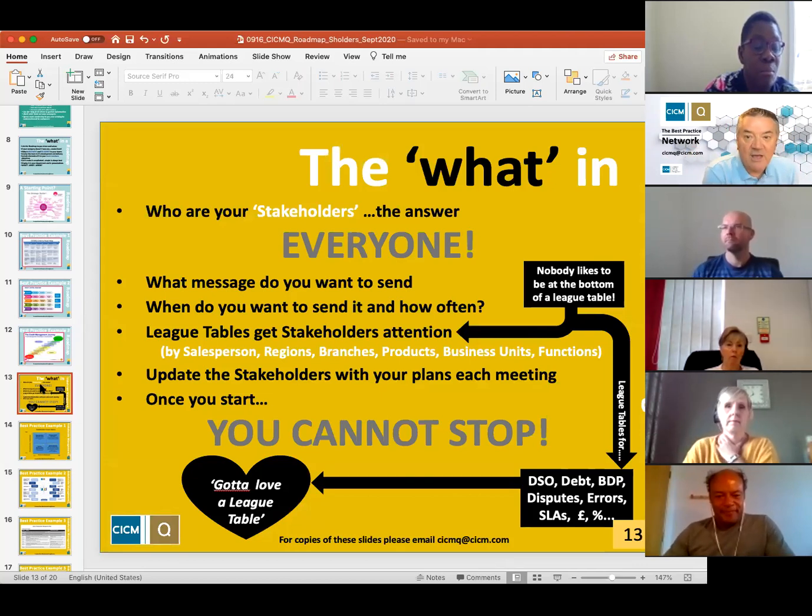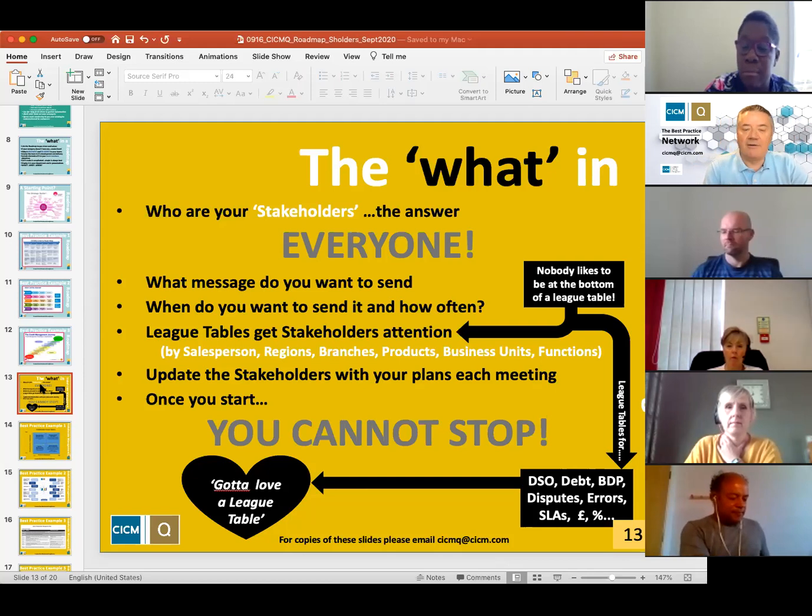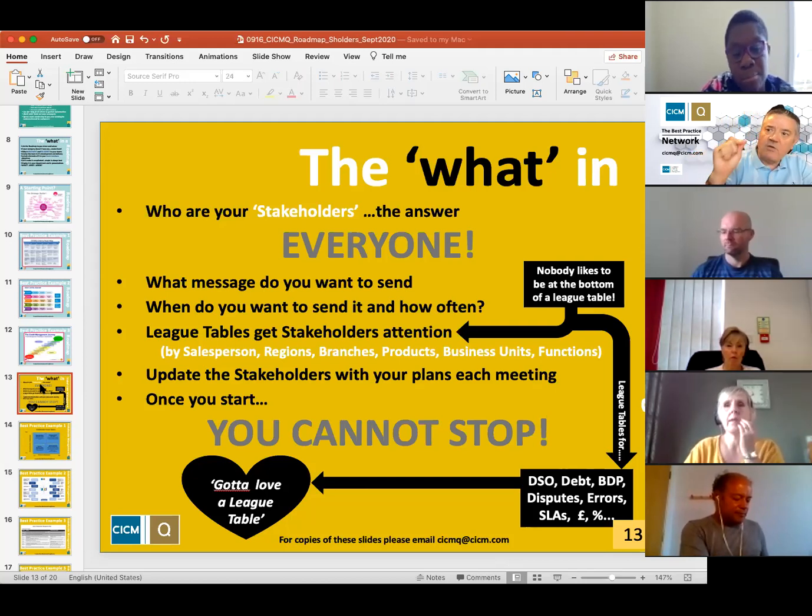So, as I said earlier, who are your stakeholders? Everyone is the answer to that question. We've got an example later on of an organization, but everyone is pretty much a stakeholder in your organization. So you need to figure out what message you are going to send each of your different stakeholders, because they all are interested in different things. It's about finding what button you need to press to get their attention. So the message is, what do you want to send them? How do you want to articulate it? When do you want to send it, and how often?